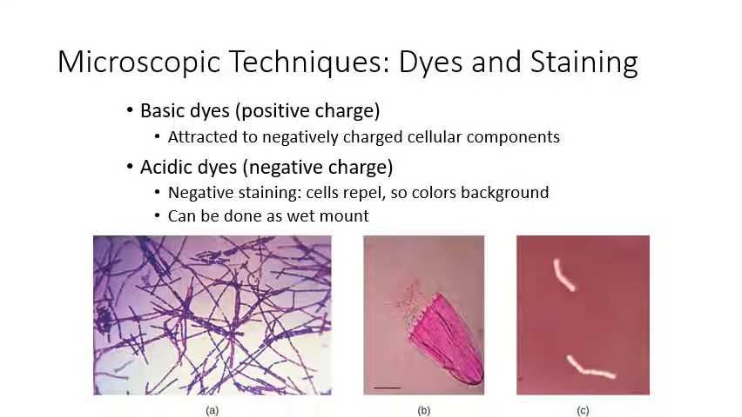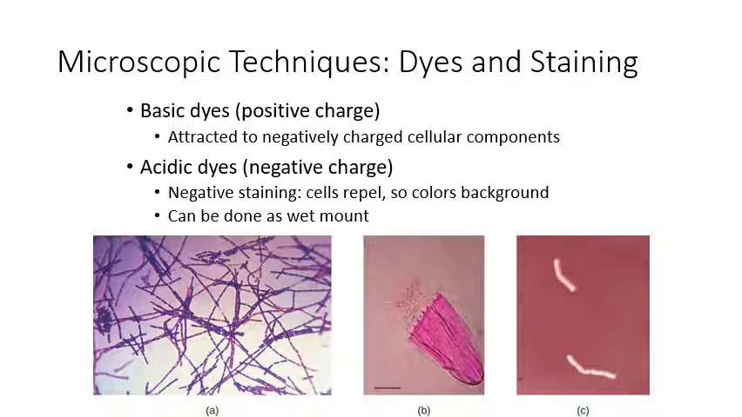All right, so a few different types of stains here. So we can categorize stains by their pH. So they're either basic, which means they have a high pH, or they're acidic, which means they have a low pH. Basic dyes have a positive charge to them. So they're going to be attracted to the negatively charged components of the outside of a cell. Acidic dyes have a negative charge to them. They're going to be repelled by the negative outside of the cell.